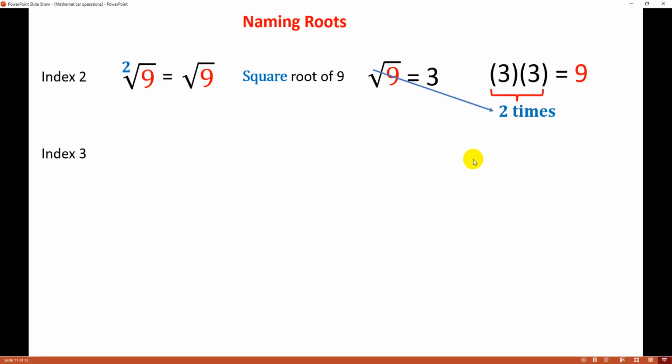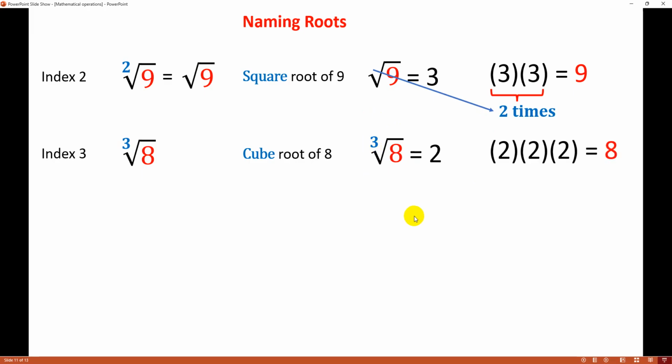Now, when the index is 3, for example here, you read this as cube root of 8. Okay, again, if the index is 2 it's a square root, and if the index is 3 it's a cube root. And cube root of 8 is 2 because one number multiplied 3 times by itself gives you 8. 2 times 2 times 2 gives you 8. Okay.